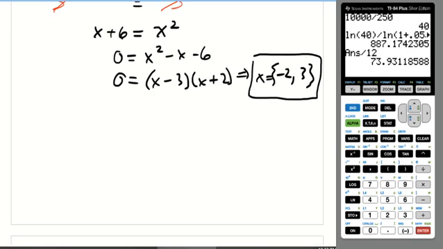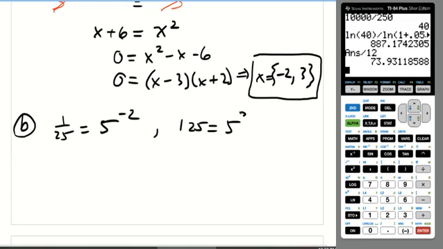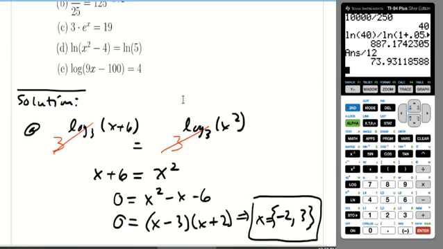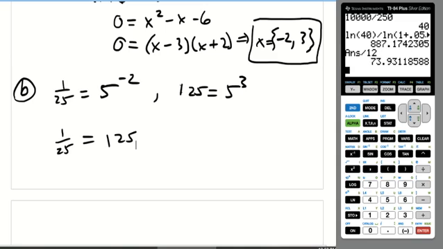Now, part B. 1 over 25, notice that that is 5 to the negative 2 power. 125 is equal to 5 to the third power. So when I do 1 over 25 is equal to 125 to the, what was it? Negative x plus 2, I can do this using the like bases method. So I get 5 to the negative 2 is equal to 5 to the 3 to the negative x plus 2.